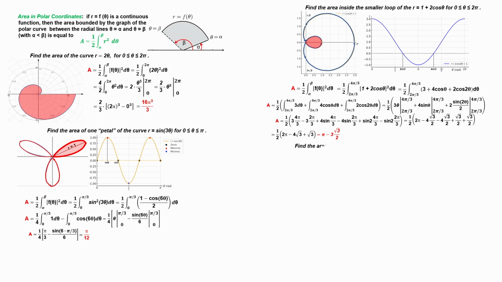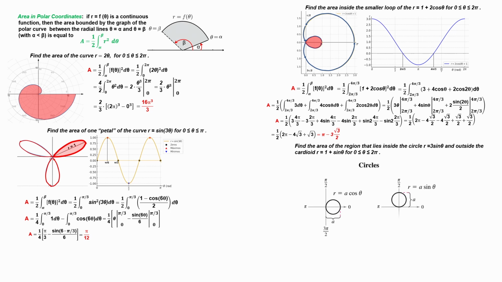Let's look at another example. We will present a family of well-known curves called circles. Equations of circles passing through the origin are among the simplest polar equations. These circles are tangent to one of the axes, and the equations are defined by r equals a cosine of theta, or r equals a sine of theta, where a is a non-zero constant.